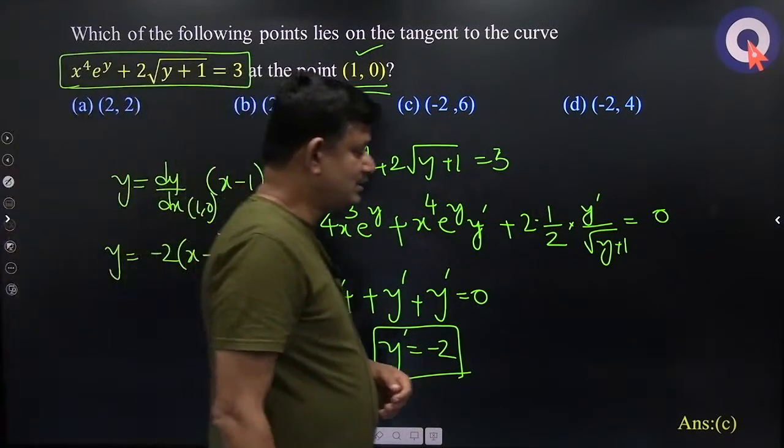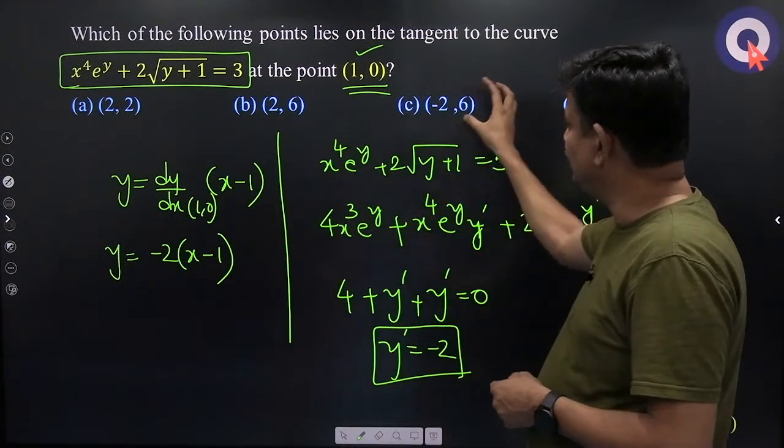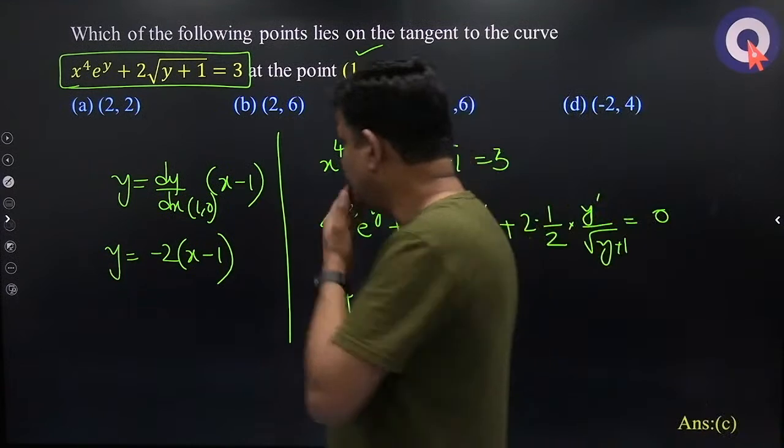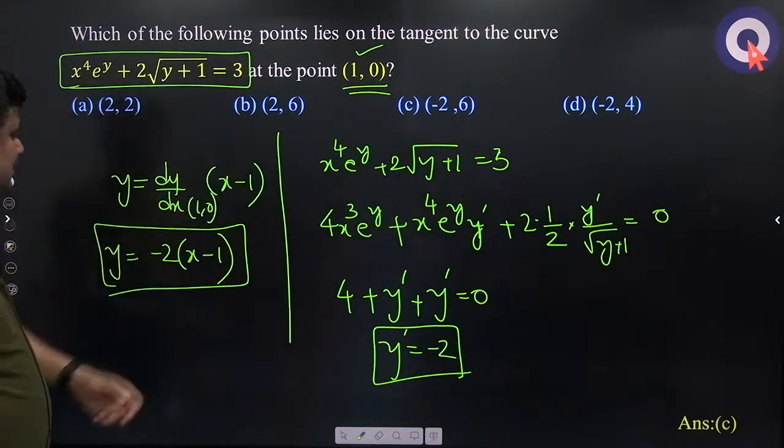Now what all points satisfy? He says option C satisfies. Let us straight away check with this point. You just have to check, no other way. So this is your tangent equation. You just have to see what all points satisfy.